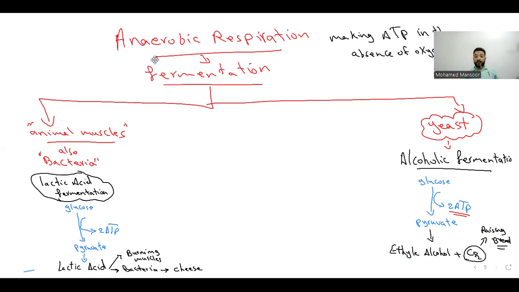The anaerobic respiration or fermentation happens in two ways according to the living thing we are speaking about. If we are speaking about the animal muscles, they will break the pyruvate into lactic acid in absence of oxygen. If we are speaking about the yeast, it will break the pyruvate into ethyl alcohol and carbon dioxide. Okay?